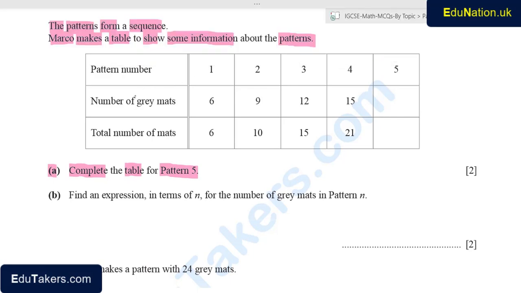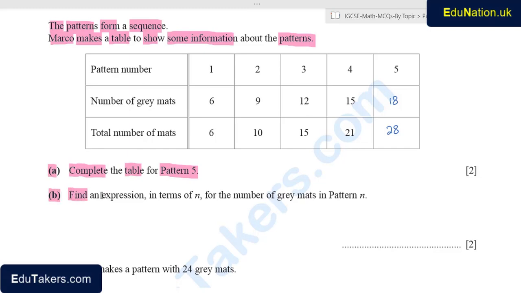For pattern 1, number of grey mats is 6, then 9, then 12, then 15. So next will be 18. And for the total, this is 6, then 10, then 10 plus 5 is 15, 15 plus 6 is 21, so 21 plus 7 will be 28.